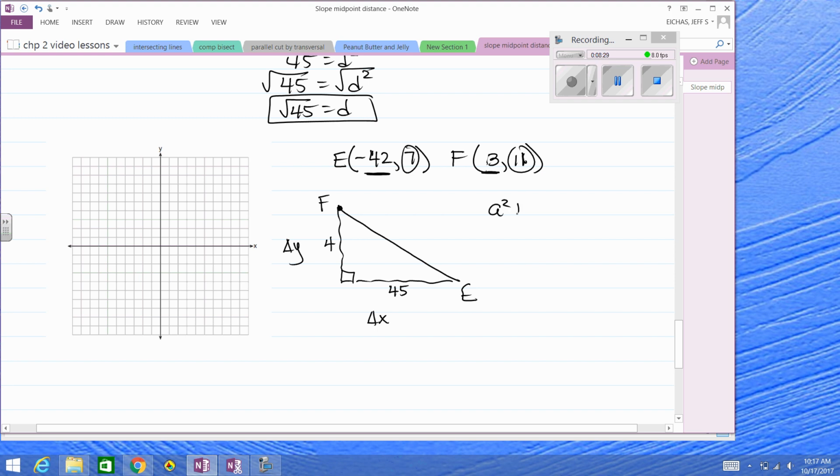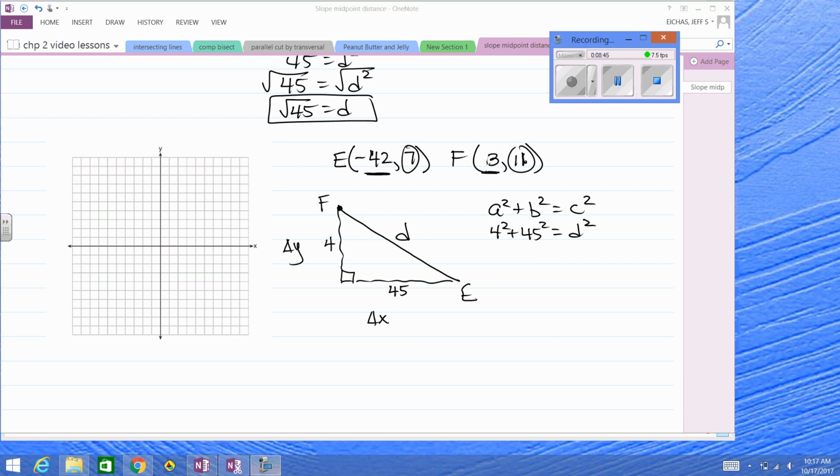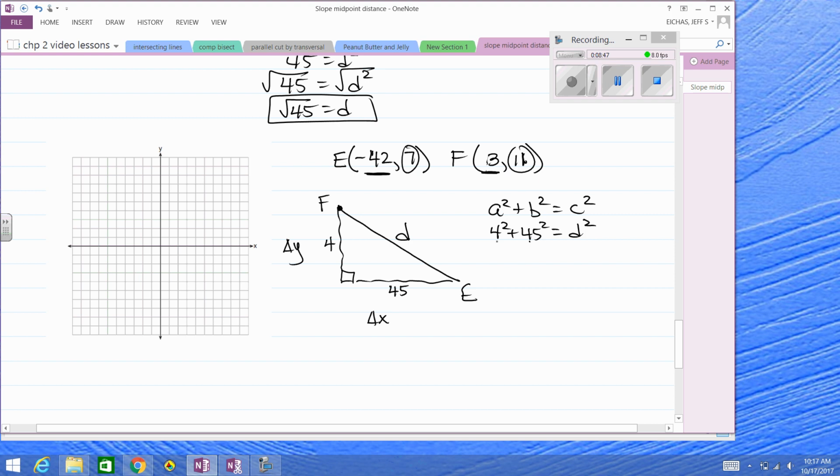All right, so we're going to say again, a squared plus b squared equals c squared. There's d for distance. 4 squared plus 45 squared equals d squared. Let's see. Can't do this in my head, can I? No, let me get a calculator quick. Actually, I think I got it. This should be 2025. That should be 16. That's 2041, right? And then the square root of 2041. Let me just double check that, though. Okay, so 45 squared. Oops.